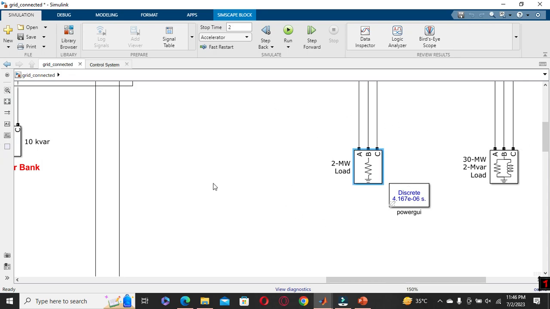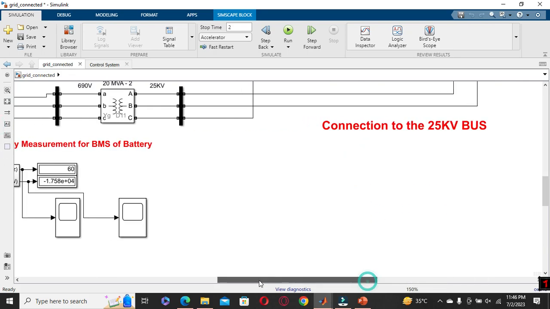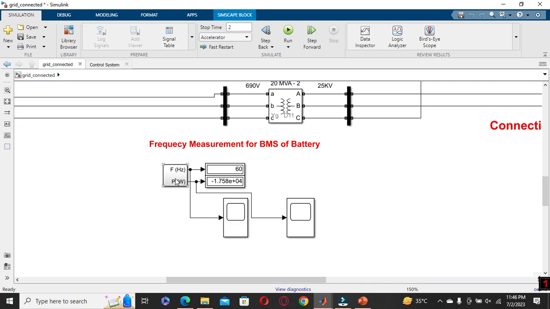So there will be a change in the frequency of the system. Okay, so we will be measuring the frequency and the power of the system at each and every step, like at every point frequency and power are measured. Okay, I will explain to you graphically how it will work.